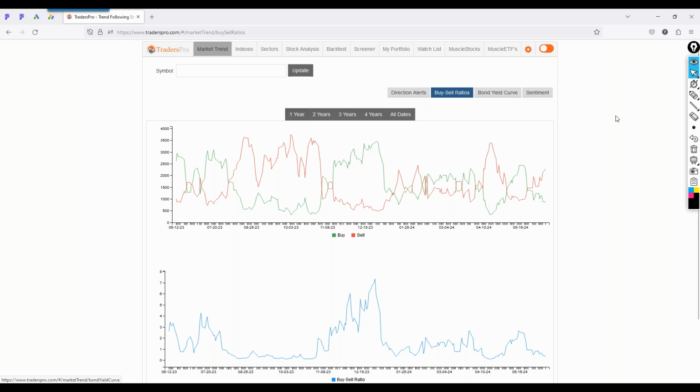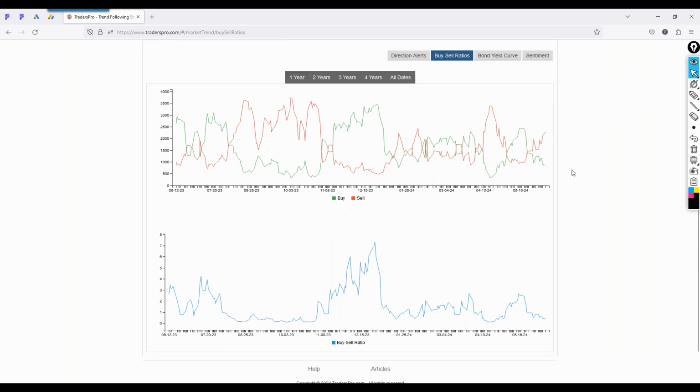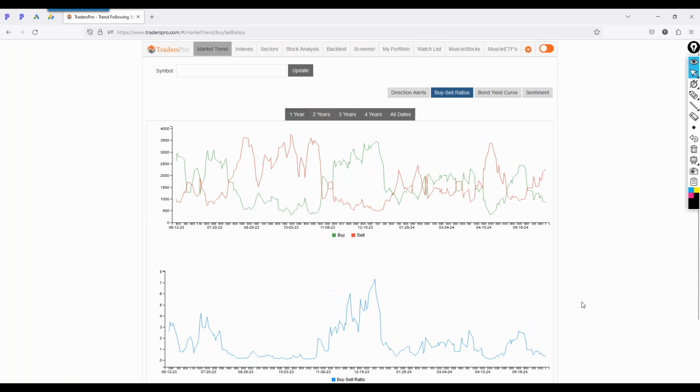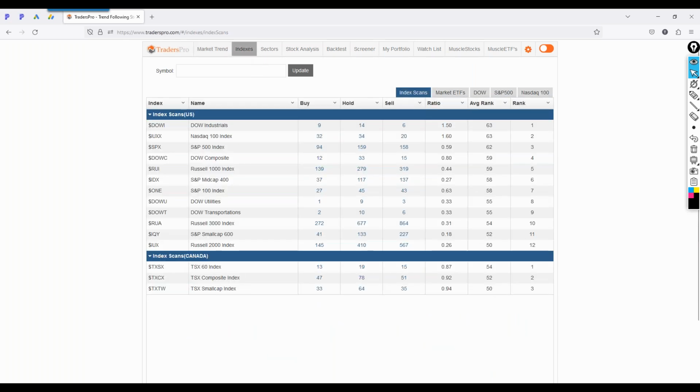What's happening in the shorter term? Buy sell ratio is going to give us a representation of all the stocks in the database, and we can see it's lopsided. We can see it's lopsided to the bearish stance. We've got a buy sell ratio of 0.38. So the market as a whole is quite weak, even though we're seeing prices trending slightly higher. We did see, I think we're down a little bit today.